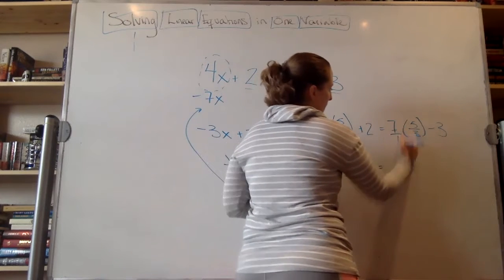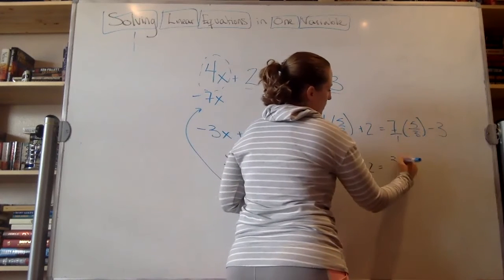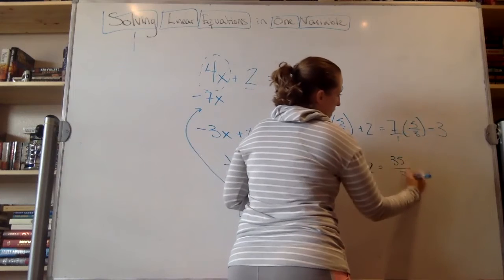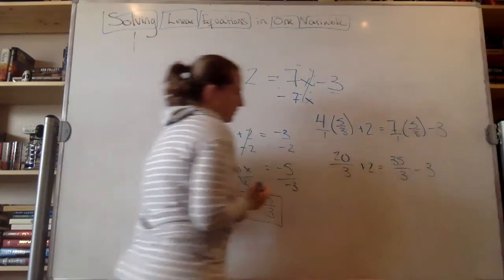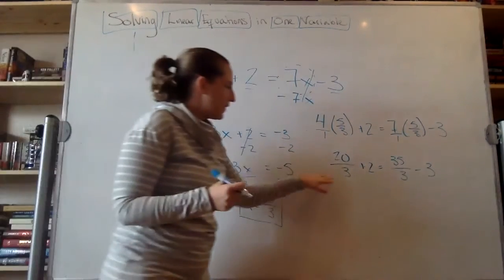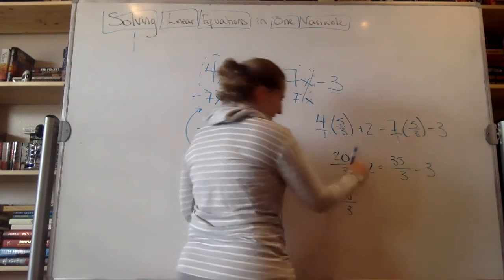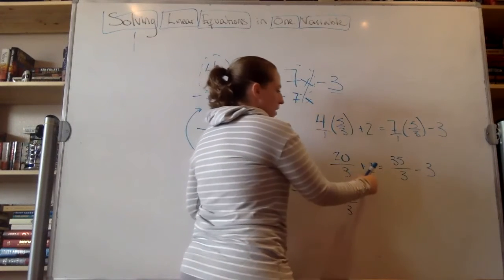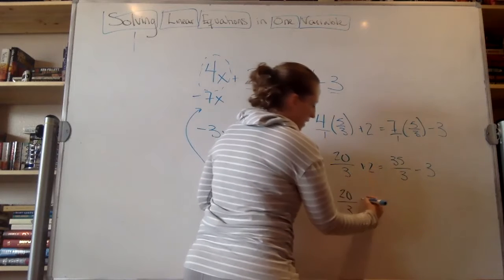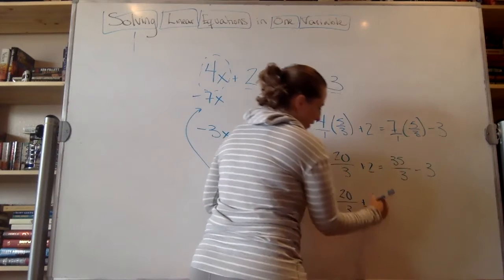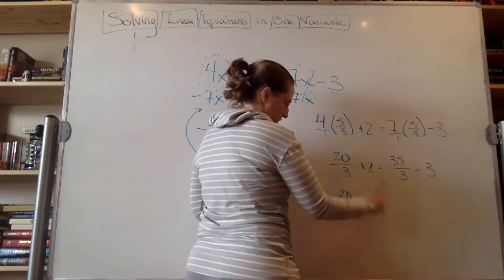Over here, I can think of 7 as 7 over 1. 7 times 5 is 35. 1 times 3 is 3, minus 3, okay? Now, to do 20/3 plus 2, I need to get a common denominator. So I'm going to get both of these numbers in terms of thirds. Well, in 2, there are 6/3. 6 divided by 3 gives me 2, so these are the same thing.